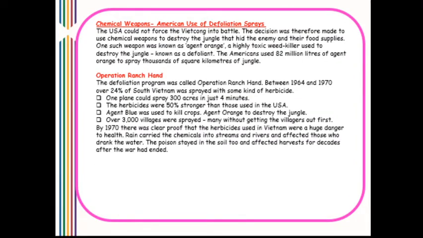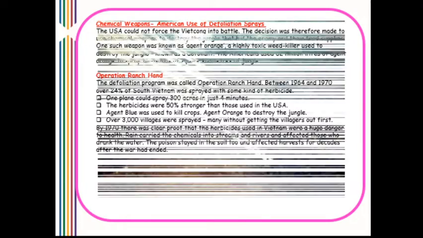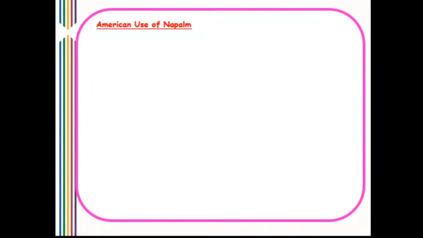By 1970, there was clear proof that the herbicides used in Vietnam were a huge danger to health. Rain carried the chemicals into streams and rivers, and it affected those who drank the water. The poison stayed in the soil too and affected harvests for decades after the war had ended. So that's how they would go about doing it through planes.